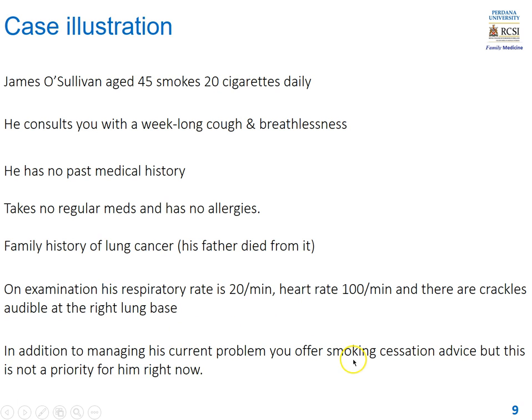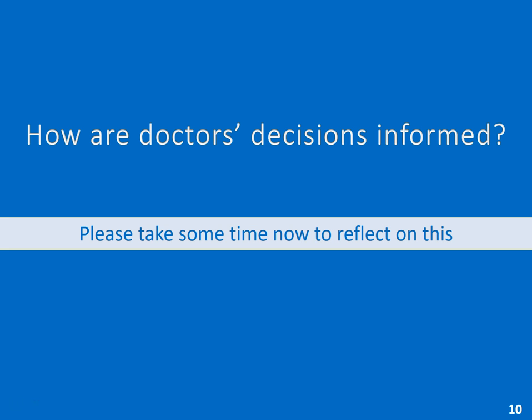In addition, you suggest maybe smoking cessation would be a good option. But at this moment, he's very busy at work. He's got a tight schedule. He really wants to get rid of this infection, and smoking cessation is not a priority right now, but he promises to come back and see you about it. How do doctors make decisions about diagnosis, about treatment? Have a think about that.